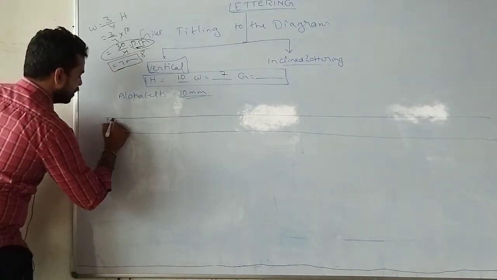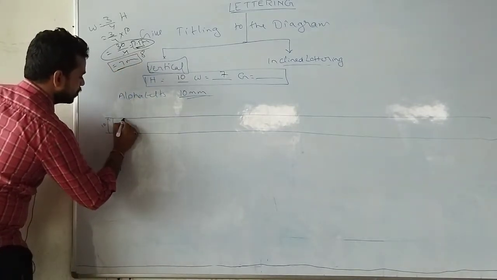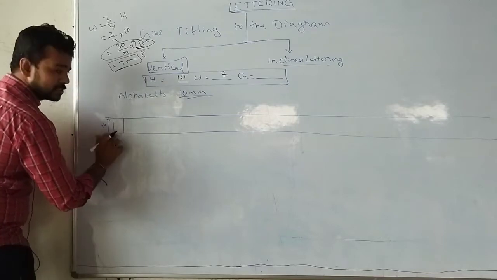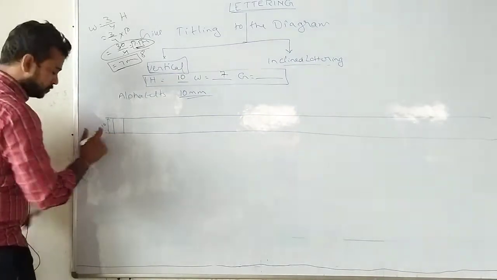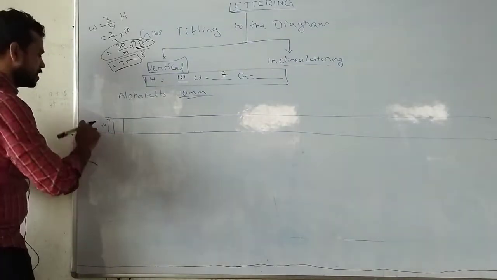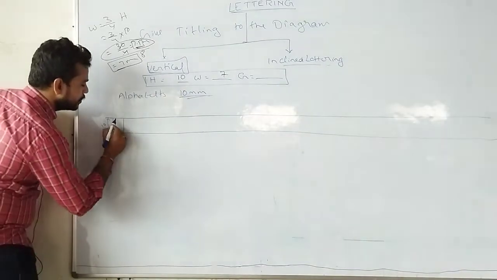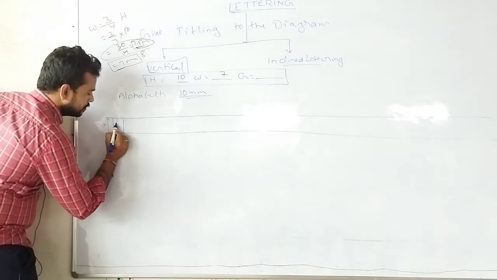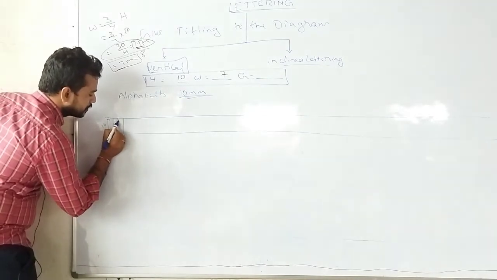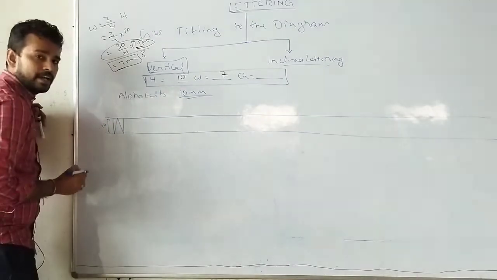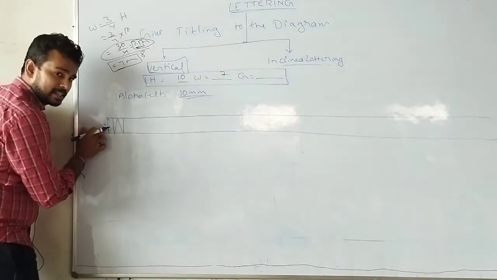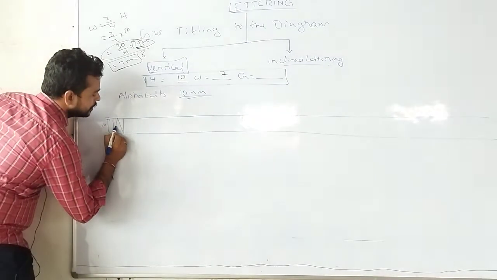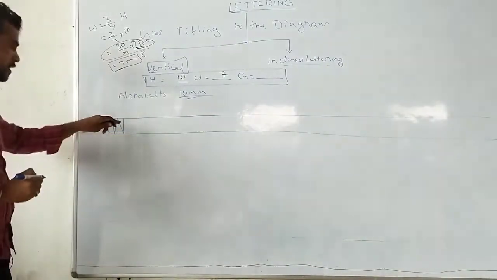So I will make a box with a width of 7 mm. Here in this box I will write A. To draw A, indicate a point at the midpoint, then draw like this. Exactly this is 10 mm height. At 5 mm height, you need to indicate this horizontal line.